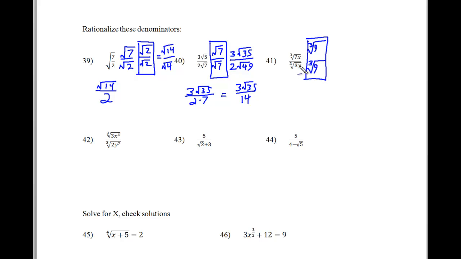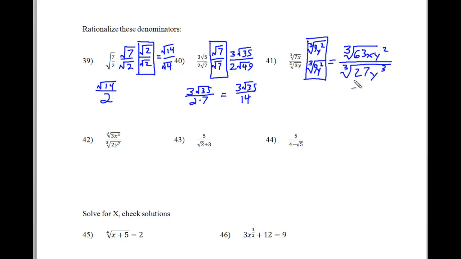Now I don't have enough y's here to break out of the cube root, so I'm going to have to write this down as y squared. Y squared. So what this allows me to do is get the denominator up to the size that I need to break it out. Now my numerator is just going to get messy. 7 times 9 is 63, and x times y squared is x y squared. But remember, I don't really care about the numerator. I care about the denominator. 3 times 9 is 27, that was my goal, and y times y squared is y cubed.